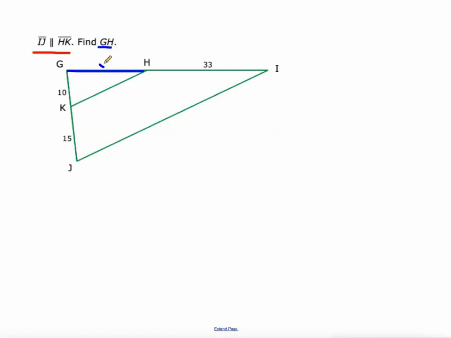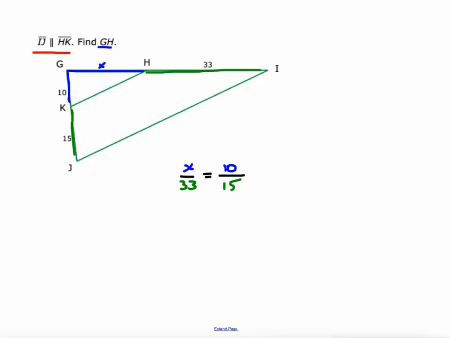All right, so let's just call that X, okay? All right, so let's look at it like this. X is corresponding to GI, but I don't know GI, so here's what I'm going to do. I'm going to use just the 33 here. So I'm going to say it corresponds to that 33, even though it really corresponds to X plus 33, but this will work the same. All right, and then my other lengths that I'm going to use 10 here, and then 15 here. All right, so there's different ways you can look at this.